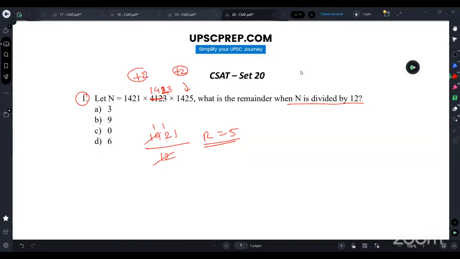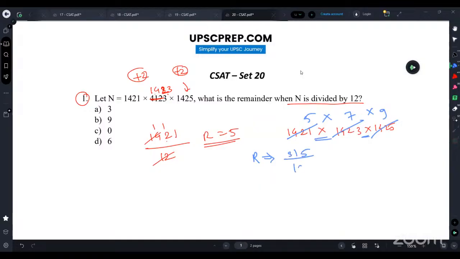So if I write all these numbers again, 1421, 1423 and 1425. This first number is giving me a remainder of 5. Second should give me a remainder of 7, right? Because it is an addition of 2 only, and the third should give me a remainder of 9. So for finding the final remainder, let's multiply all these remainders, because there is multiplication in between. So 5 sevens are 35. 35 into 9 is 315, right?